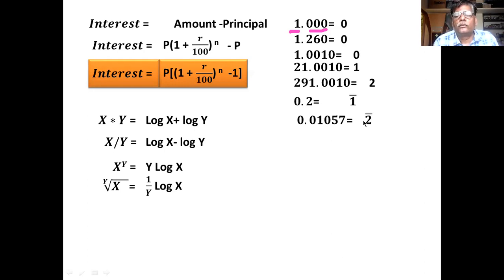Remember this. You count the zeros continuously before starting a number. Bar 2 is the characteristic. Remember this.